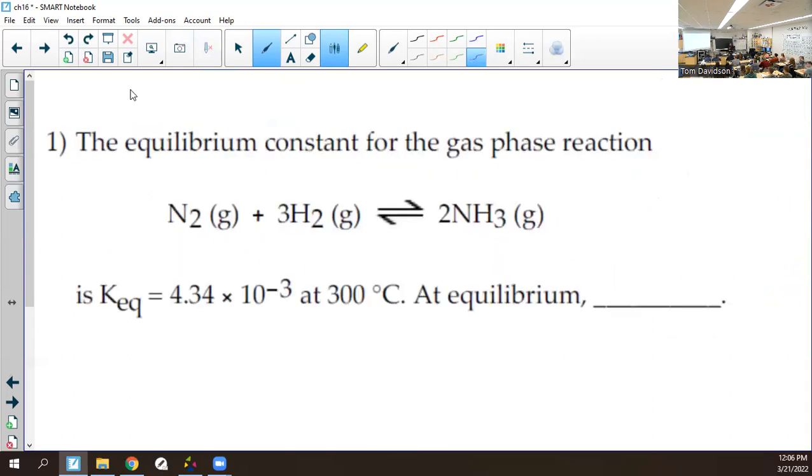The equilibrium constant for the gas phase reaction is 4.3 times 10 to the negative 3 at 300 Celsius. There's, at equilibrium, something. There's no options down here, right? Based on what I had just erased, it was asking whether you had more products or more reactants at equilibrium. So tell your partner, are you going to have more products or more reactants?